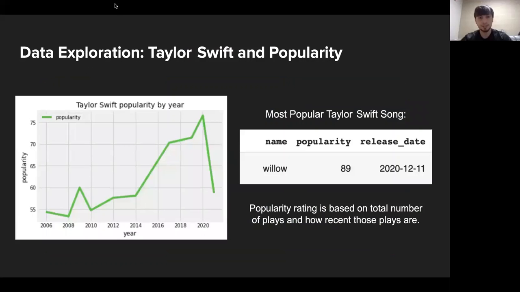Another aspect of our data exploration was looking at popularity. We found out that the most popular Taylor Swift song was Willow with a popularity score of 89. We also wanted to look at popularity over time.